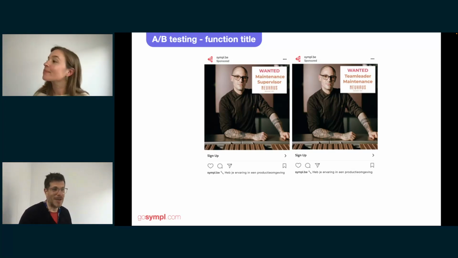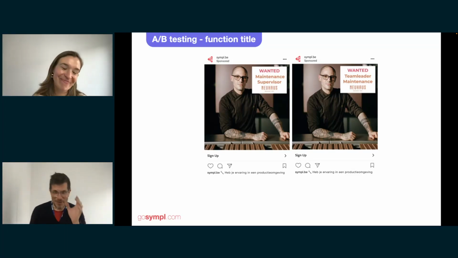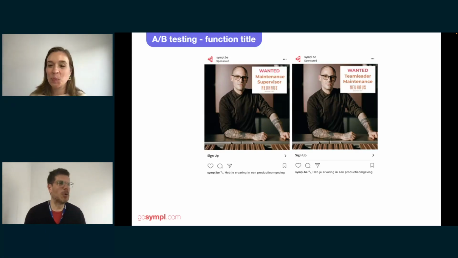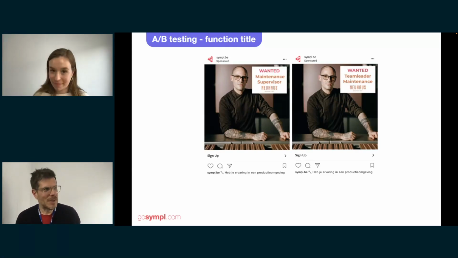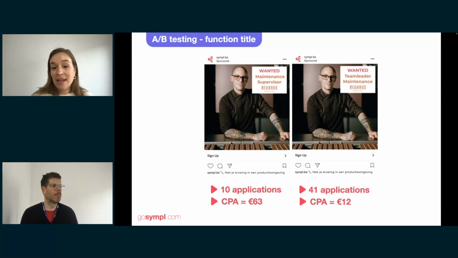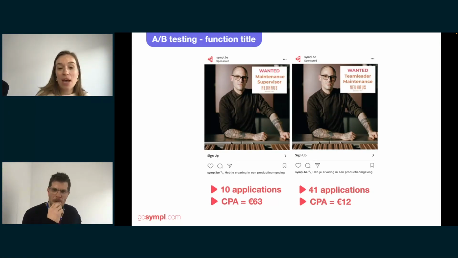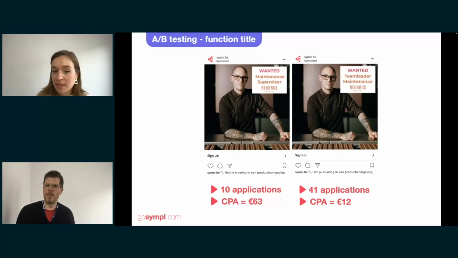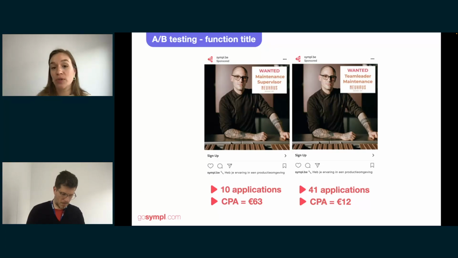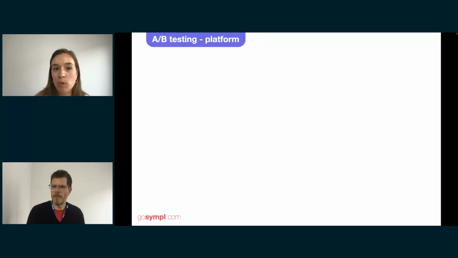And here, and I will double check before I give the answer. So the most people have chosen the picture on the right, which is team leader, maintenance, 60% of people think that was winning. That was actually true. So we put them both live, and we saw that there were a lot more applications with the picture on the right, and the cost which we paid per application was also cheaper. Then a last one maybe to round up.